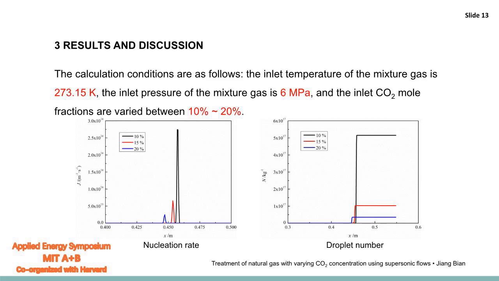The numerical methods established above were used to simulate the condensation process of CH4-CO2 mixture gas. The calculation conditions are as follows. We obtained the key parameters of CO2, including the nucleation rate, droplet number, droplet radius, liquefaction rate, and the concentration of CO2 gas.